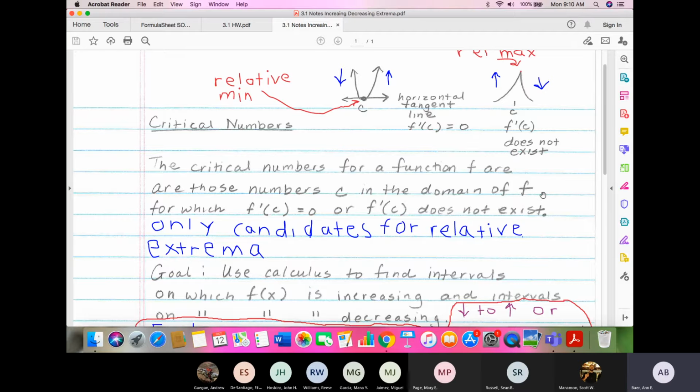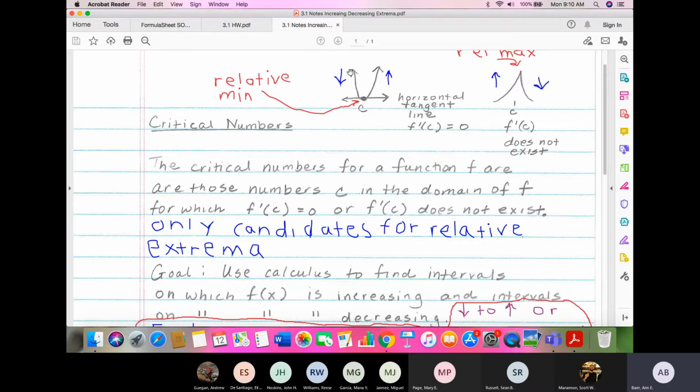Why do we look at those? Why do we have those particular conditions? Because what we're looking for is a way to precisely find these points. This point right here and this point right here. That's what we're looking for. And we want to be able to find both coordinates of those points.